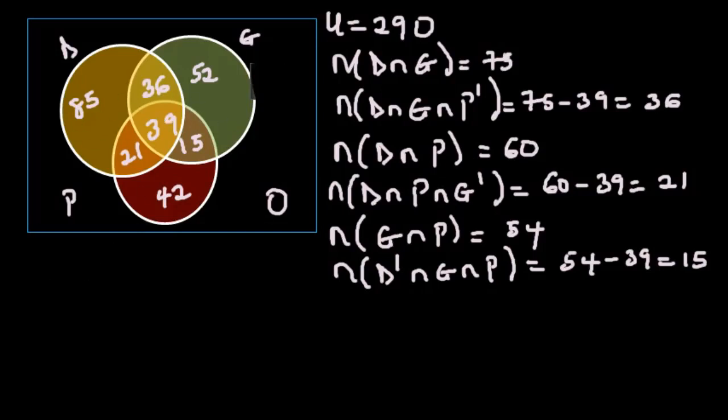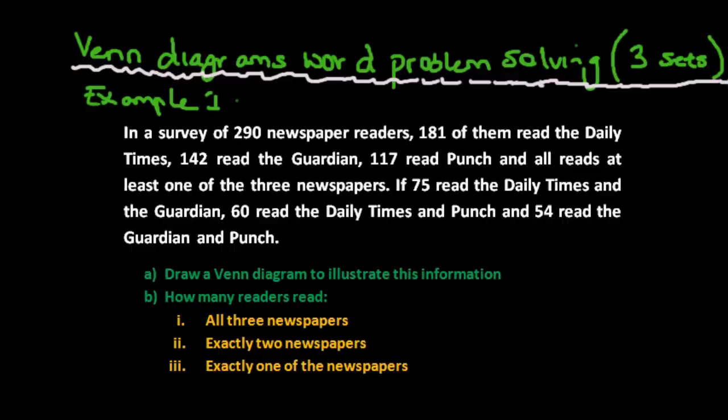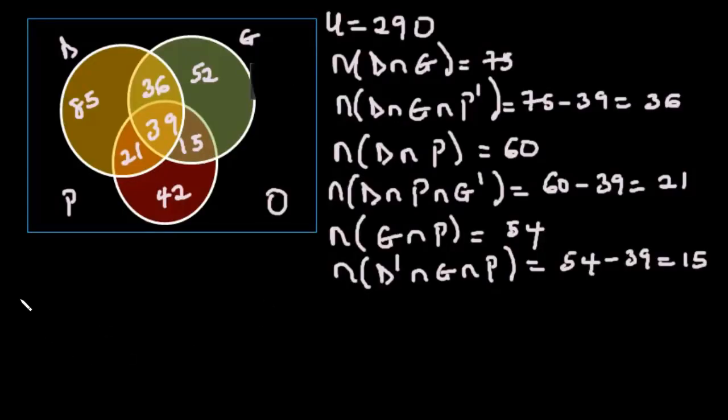So let's go back to the question and see what we are required to also look out for. All 3 newspapers. How many readers read all 3 newspapers? We've gotten that to be 39. Now we are looking for exactly 2 newspapers and people who read just 1 newspaper. So now, let's go ahead and solve for people who read exactly 2 newspapers. Now, we are interested in people who either read Daily Times and Guardian here, or they read Daily Times and Punch here, or they read Guardian and Punch.